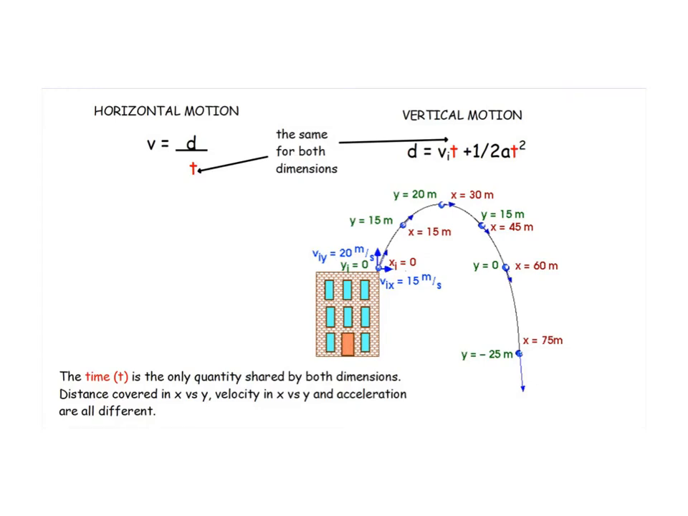So time is the only quantity shared between both dimensions. The distance covered in x and y, velocity in x and y, and acceleration in x and y are all different, but time will still be the same.